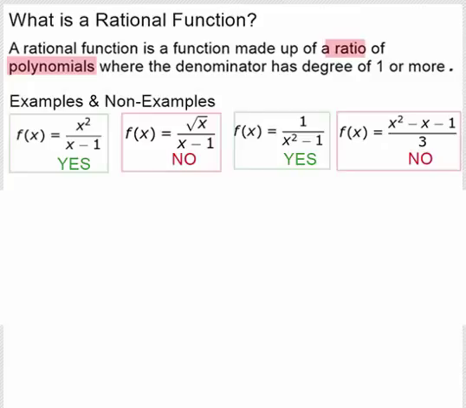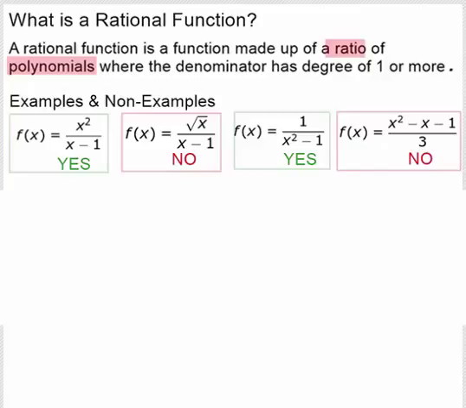Well, the word rational has the word ratio in it. A rational function is a ratio of polynomials, where the denominator has a degree of 1 or more. And here's some examples and non-examples. F of x equals x squared over x minus 1 is a ratio of polynomials and the degree of the denominator is 1 or more.